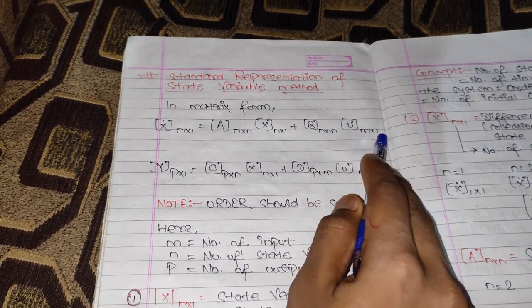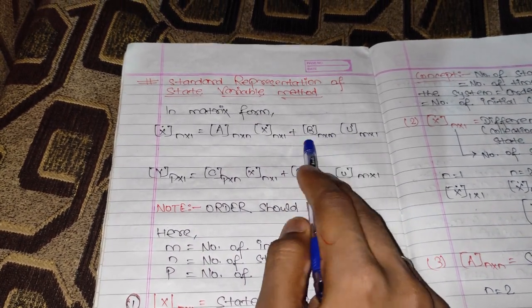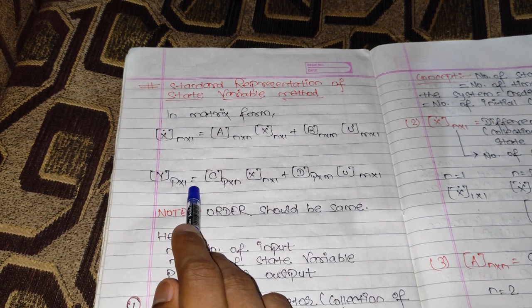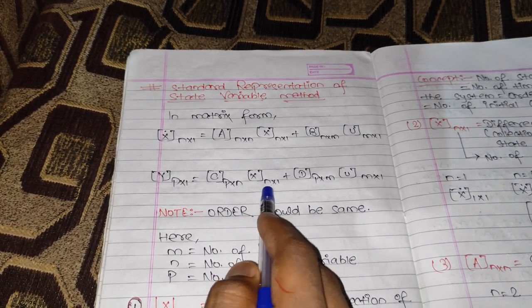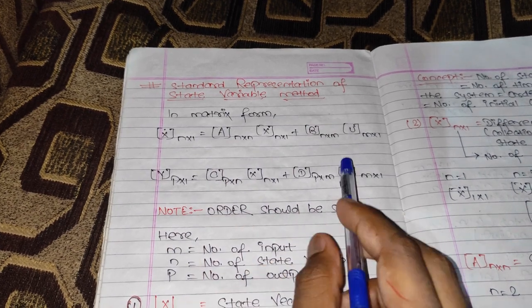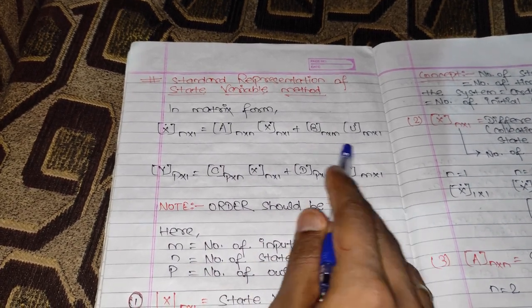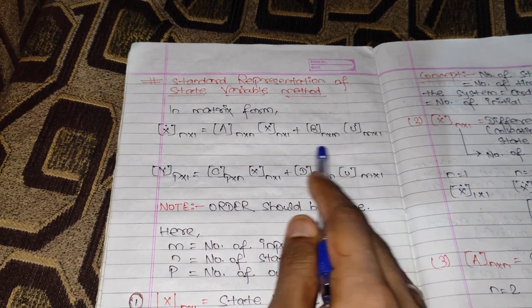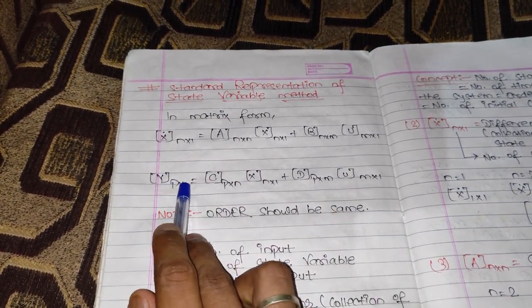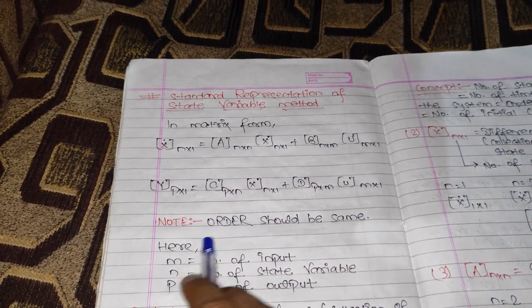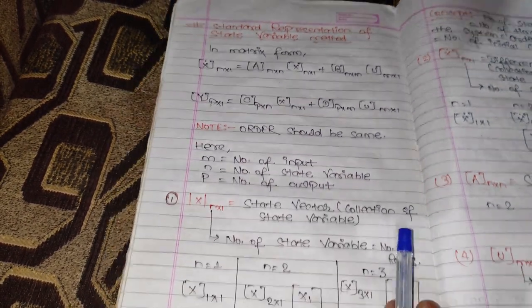Similarly n cross m, m cross 1, m cancels, this is the n cross 1 order. Similarly p cross 1 is here. So p cross n, n cross 1, the ultimate order is p cross 1. Here p cross m and m cross 1, then the ultimate order of this combined term is p cross 1, similar to the p cross 1. The order should be the same. This is the main point.